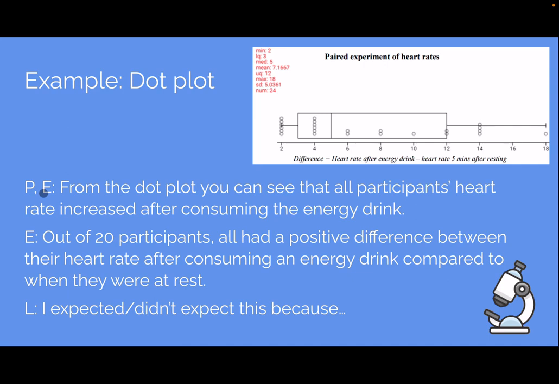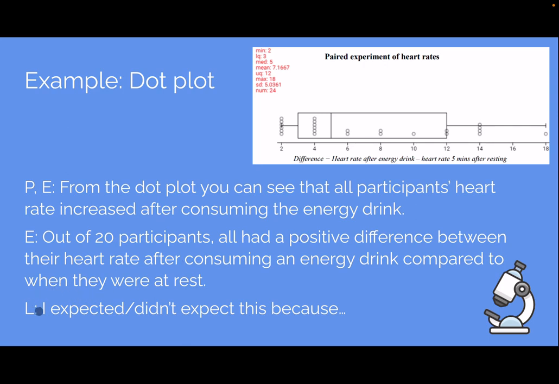So our point in explanation is that from the dot plot you can see that all participants' heart rates increased after consuming the energy drink. Out of the 20 participants, all of them had a positive difference between their heart rate after consuming an energy drink compared to when they were at rest. So you can say that they were above zero, with differences of between 2 and 18 beats per minute. And that would give a bit more numerical evidence.